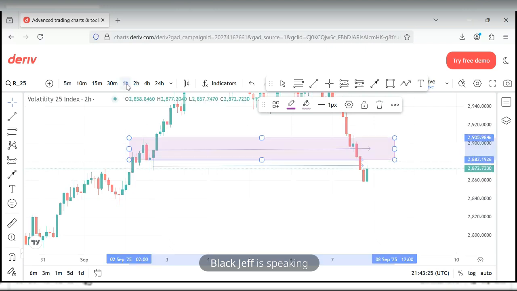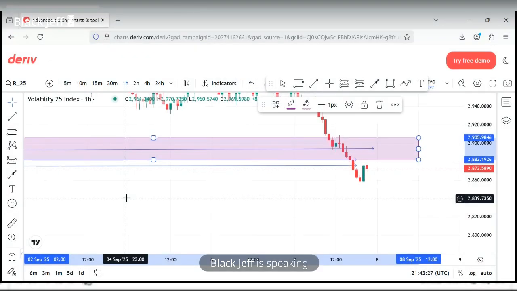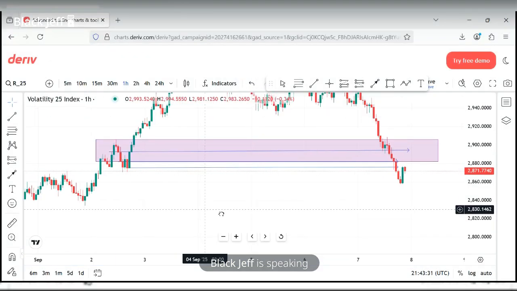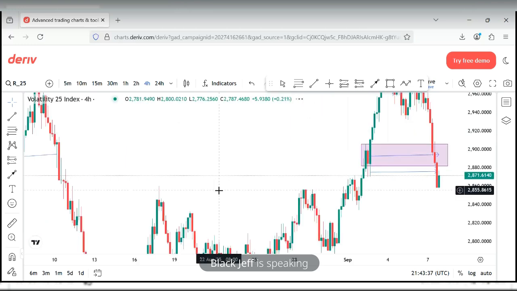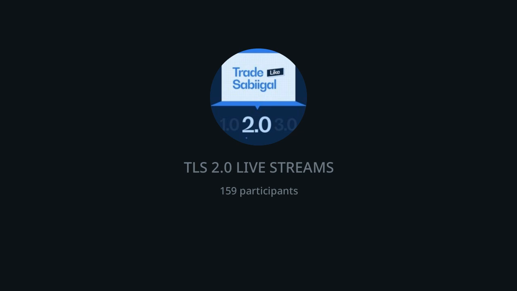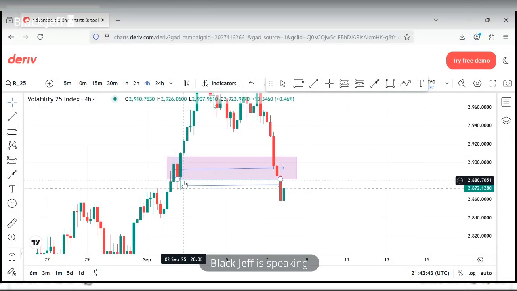Now, when we move to H1, these two guys here form the key level. Now let's go to H4. This is how to avoid the stop loss being taken out. Now on H4, you see that the two guys that form the key level are different. This guy here and this guy here now form the key level.